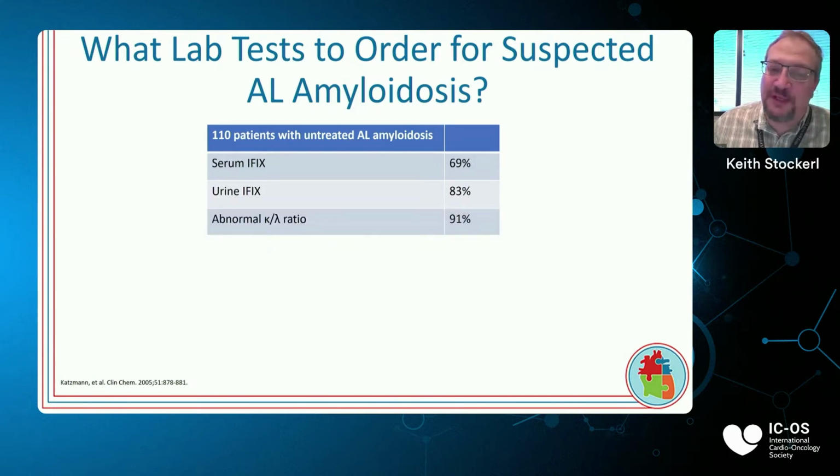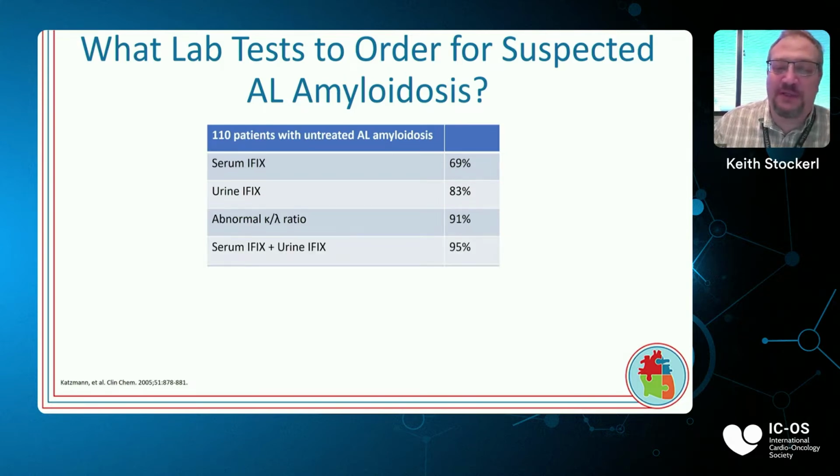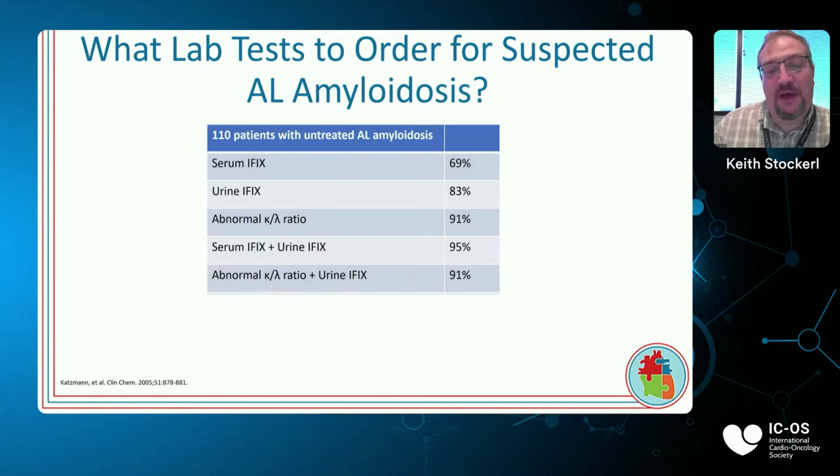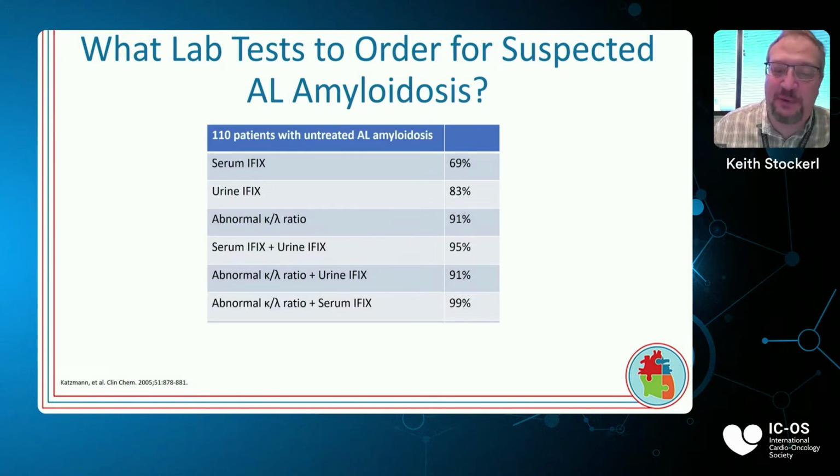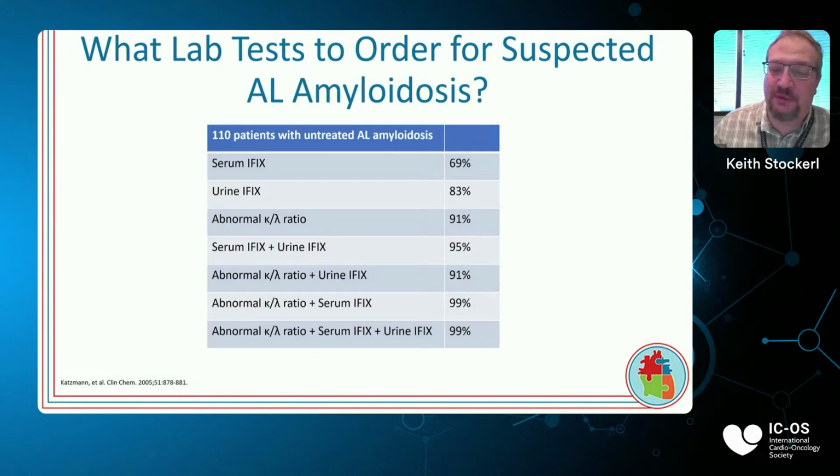Looking at the serum free light chain ratio, that new test that I mentioned was able to detect 91%. Adding the serum and urine immunofixation increased the percentage of patients identified up to 95%. And the key thing is the bottom two lines here. The abnormal kappa-lambda light chain ratio, on serum immunofixation alone or with the addition of urine immunofixation, was able to detect an abnormality in 99% of patients.